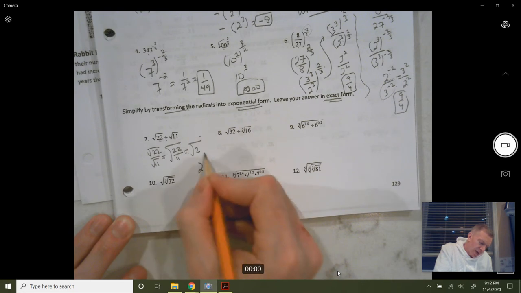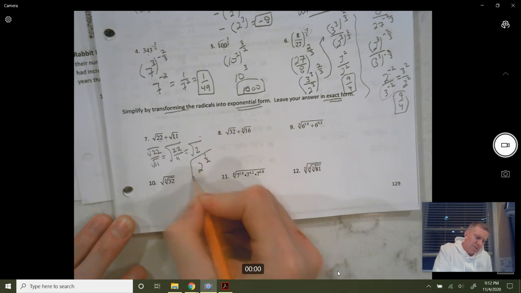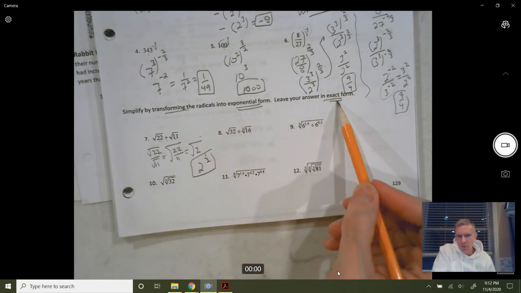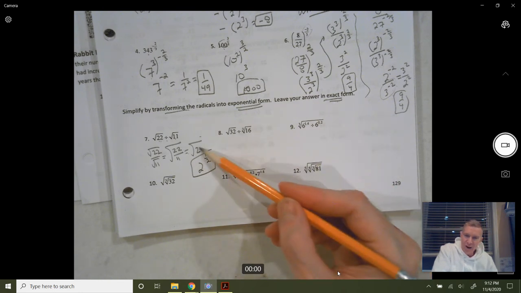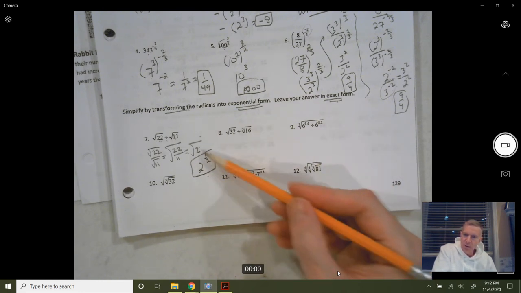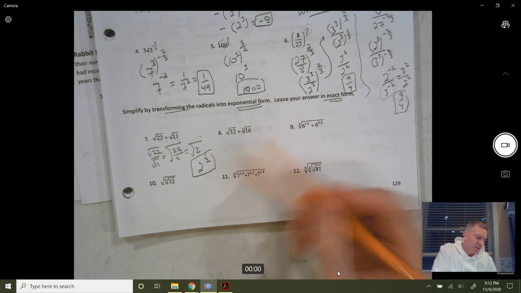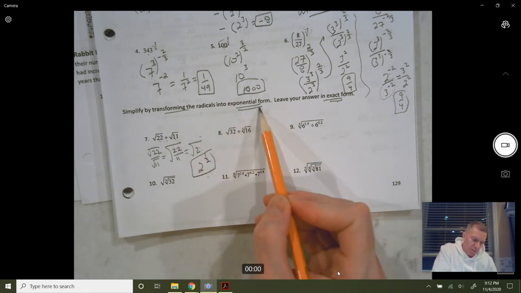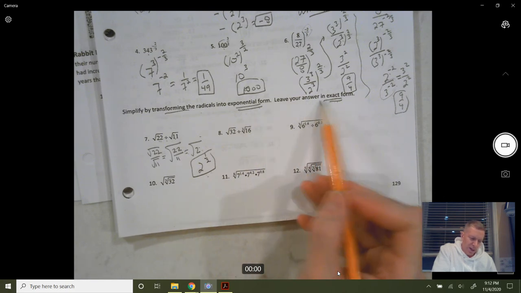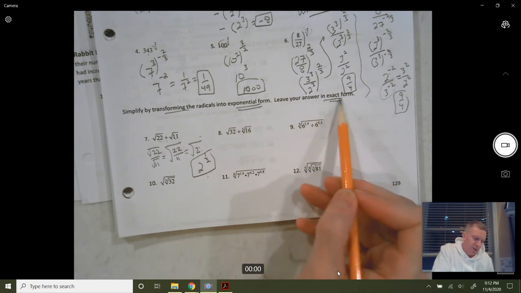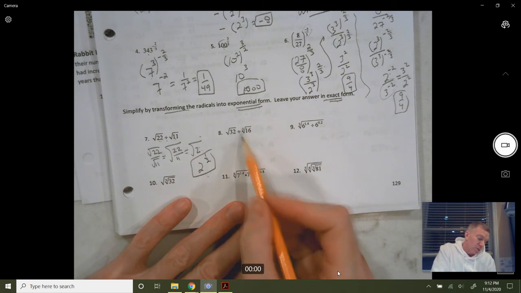That's 2 to the 1/2. Sometimes it just tells you exact form. Exact form could be either radical form or exponential form, so you have to know how to do both. For a lot of these, I'm going to give you the answer in both. But here it says to transform into exponential form, and the way I read this is, leave your answer in exact exponential form. Okay, so see how we did that?